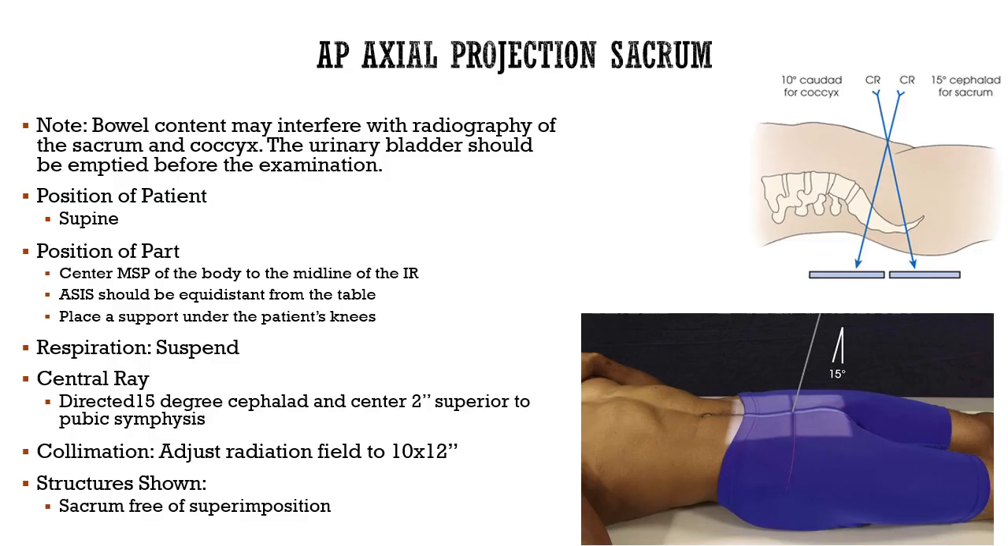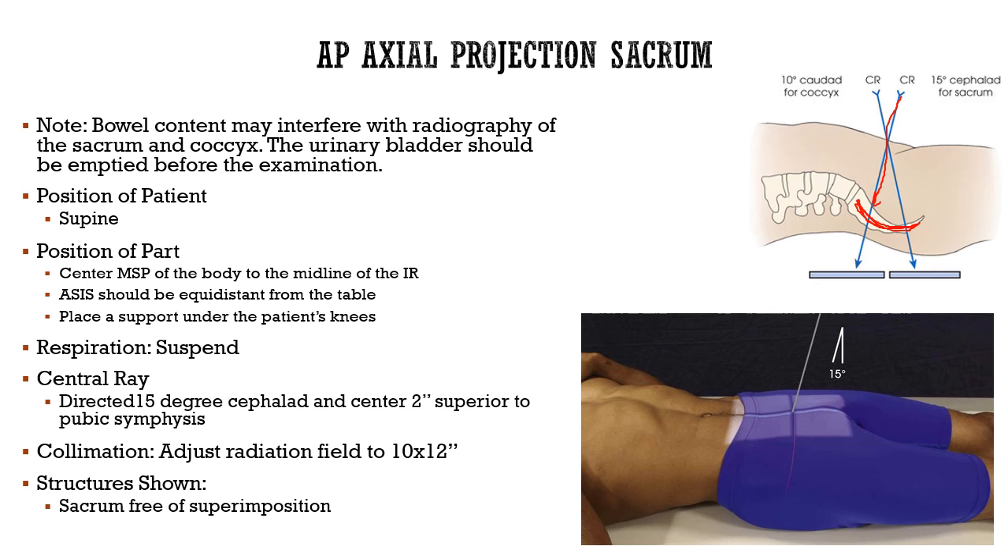The AP axial projection of the sacrum lies at a natural 30-degree angle in the body. So we're going to angle 15 degrees, which is half of that angle formed by the body, in the opposite direction to see the sacrum so it's not foreshortened. We're going to make sure that the bowel does not interfere, and also that the urinary bladder is empty before the exam. We're going to perform this study supine if possible.